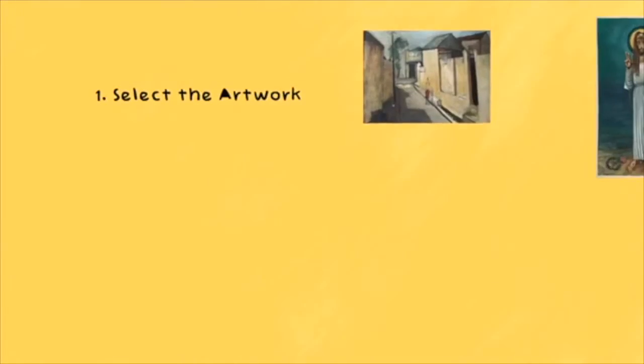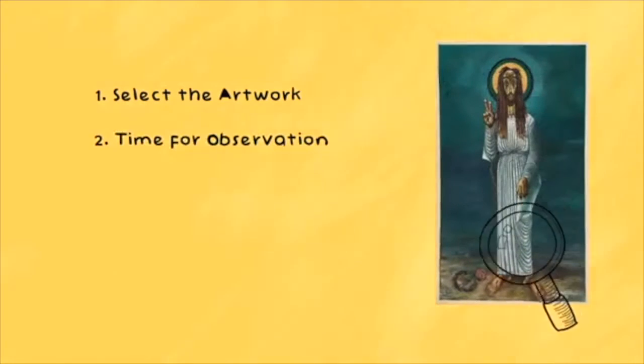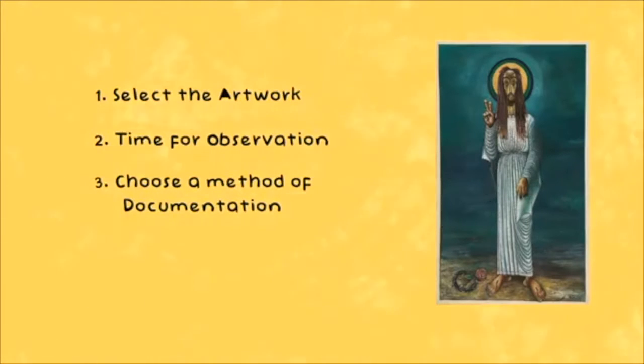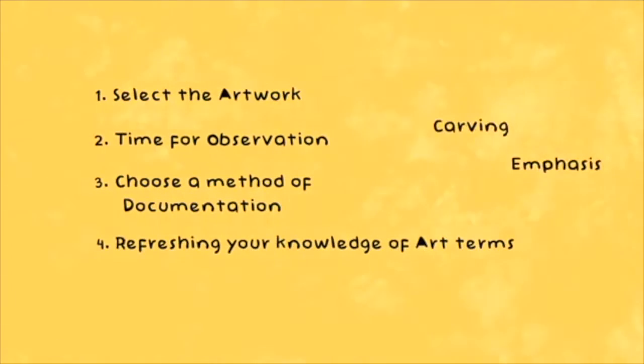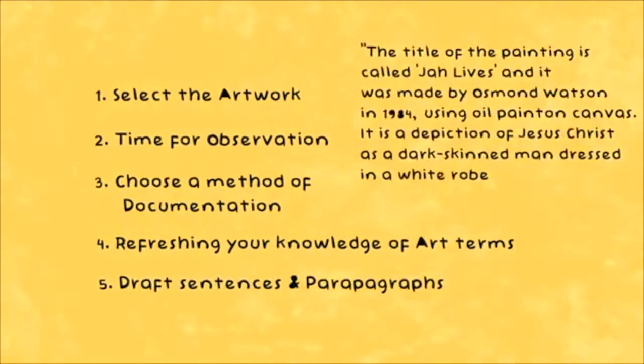Welcome to the National Gallery of Jamaica. Today I'm going to introduce to you a simple way of doing an art analysis. 1. Selecting the artwork. 2. Setting time for observation. 3. Choosing a method of documentation. 4. Refreshing your knowledge of art terms. 5. Using these words to draft sentences and paragraphs for the reflective journal.